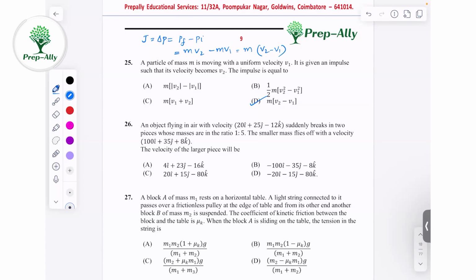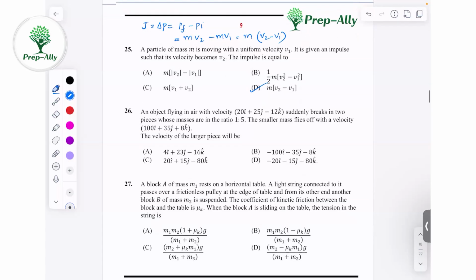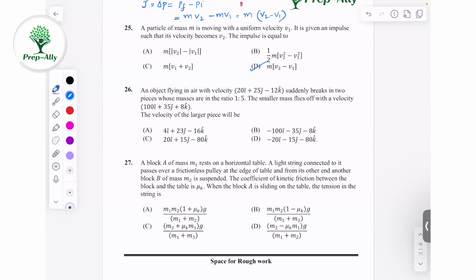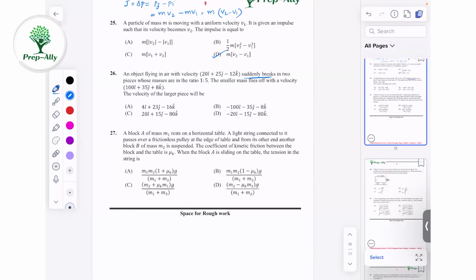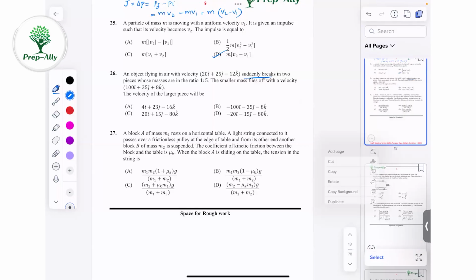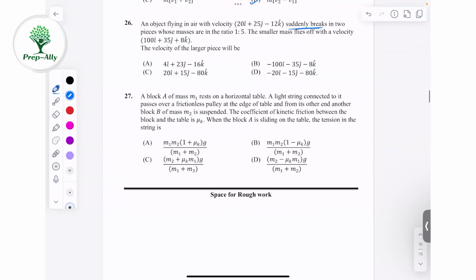Question 26. An object flying in air with velocity 20 I cap plus 25 j cap minus 12 k cap suddenly breaks in two pieces whose masses are in the ratio 1 is to 5. Smaller mass flies off with velocity 100 I cap plus 35 j cap plus 8 k cap. So velocity of larger piece. So you see it breaks suddenly on its own. There is no external force causing the breakage to happen. What that means is that the body's momentum remains conserved. We're going to apply conservation of momentum here.